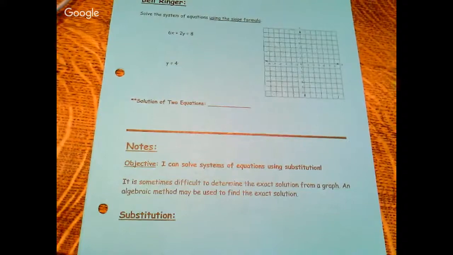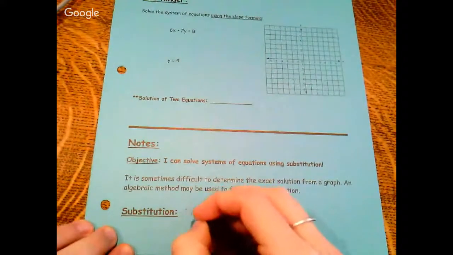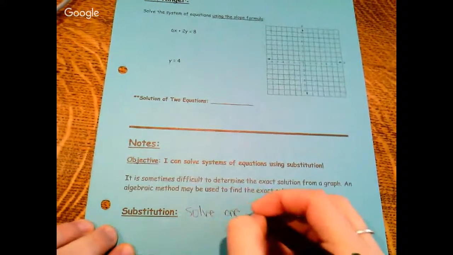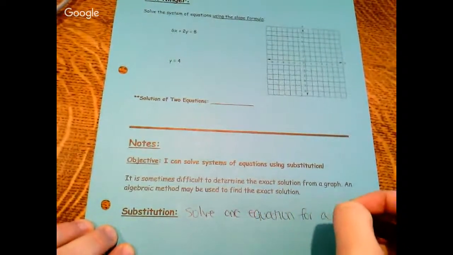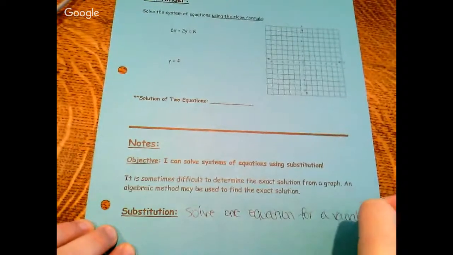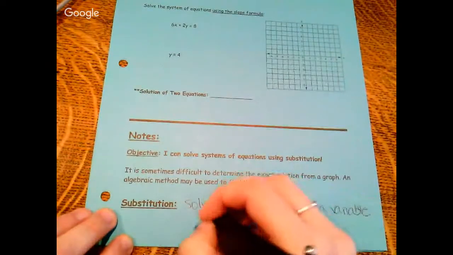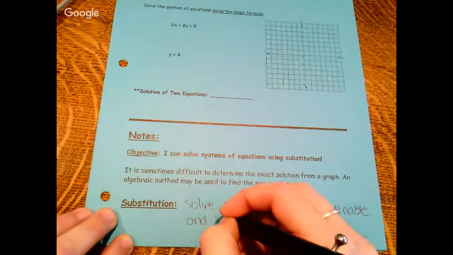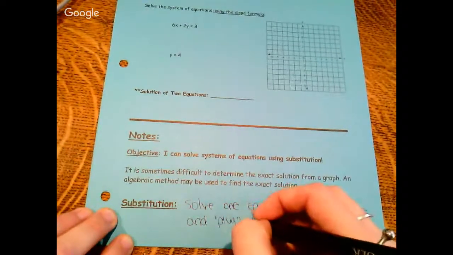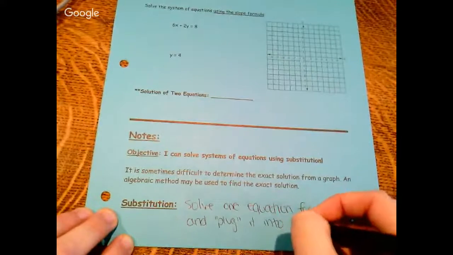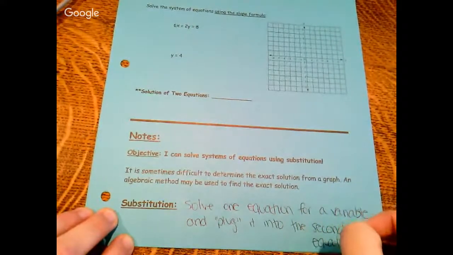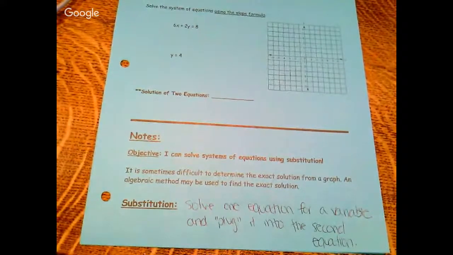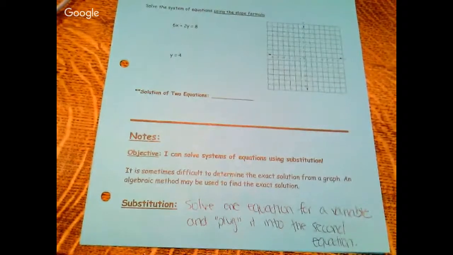So what does substitution mean? Well, substitution means that when we solve one equation for a variable, right? Variable being either x or y, and we plug it into the second equation. So we isolate one variable, and then we take that variable and what it equals, and we put it in place in the next equation, okay?